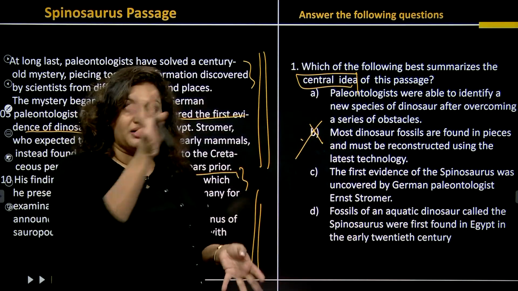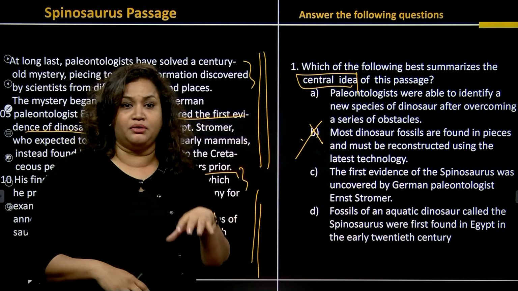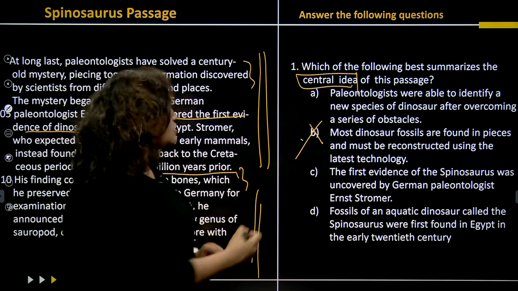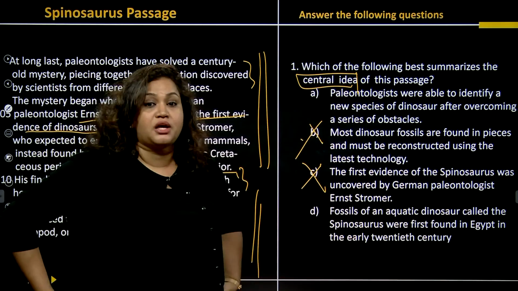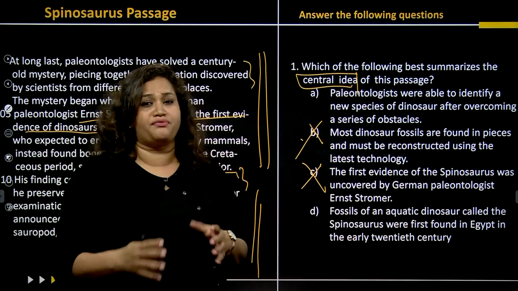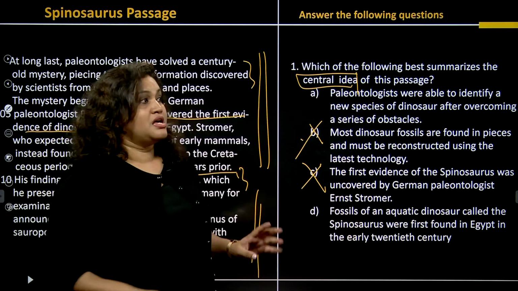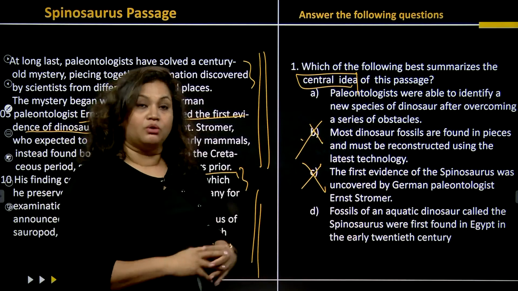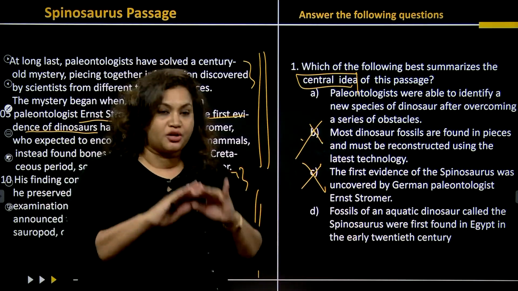So we were talking about how they reconstructed, and how they got the things back, and how they were doing. So that is more important. Okay, so this is not the right option. The last one is the fossils of an aquatic dinosaur called the Spinosaurus were first found in Egypt in the early 20th century. I don't think the whole passage is about that. Am I clear? Yes, they have got something, but the whole passage does not revolve around that.